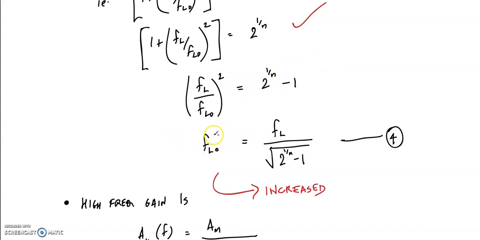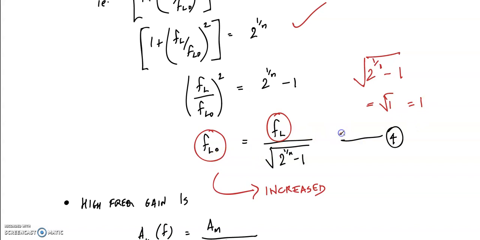What happened to the lower cutoff frequency after cascading? That is FL naught. What was it before cascading, single stage? It was FL. It became divided by root of 2 raised to 1 by n minus 1. What is the maximum value that root of 2 raised to 1 by n minus 1 can take? It takes the maximum value when n is equal to 1. When n is equal to 1, it becomes 2 to the power 0, that is root of 1, that is equal to 1. So FL naught is equal to FL.